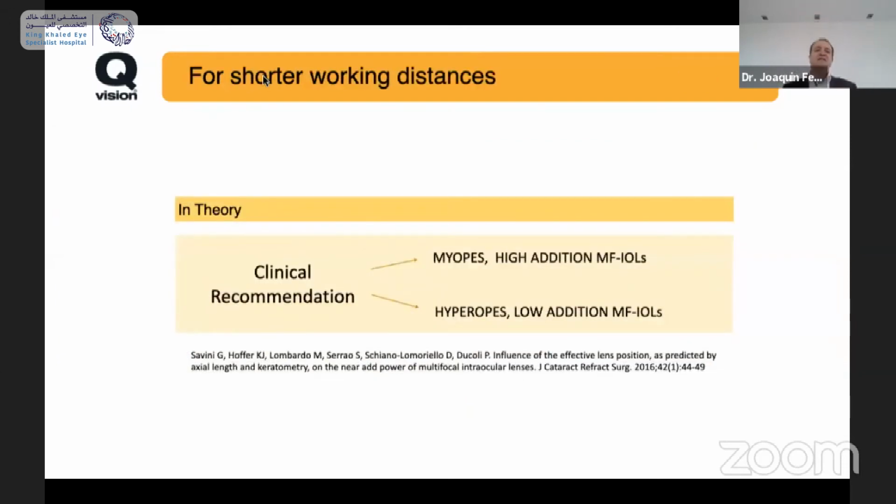Let's take a look, and it's very interesting. What is the recommendation? We are going to begin from the theory, from the optical bench, and then we are going to convert it into evidence. Well, Sabini published this very interesting paper in 2016 with a clinical recommendation. He tells us that in myopes we need high addition multifocal lenses, and in hyperopic patients we need low addition multifocal lenses. Why did he give us this recommendation?